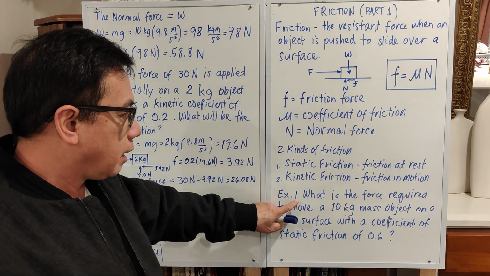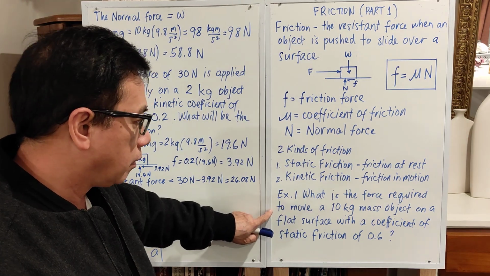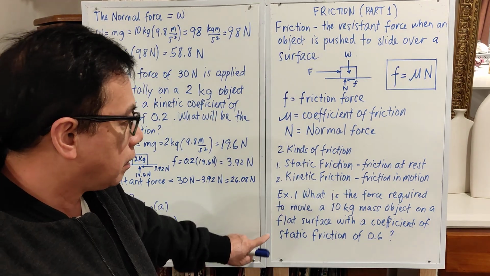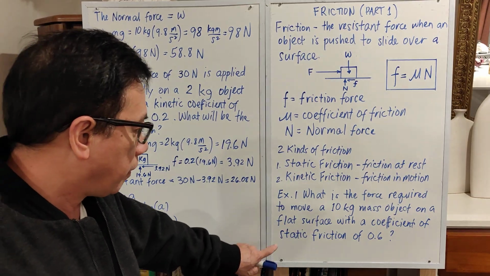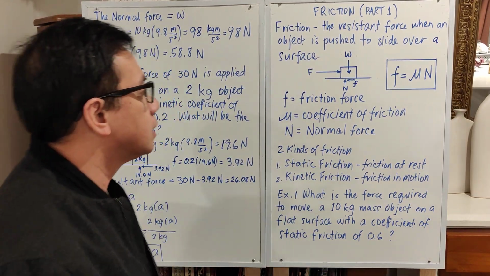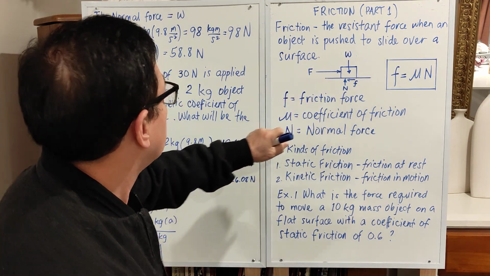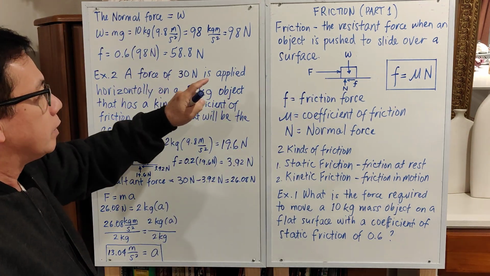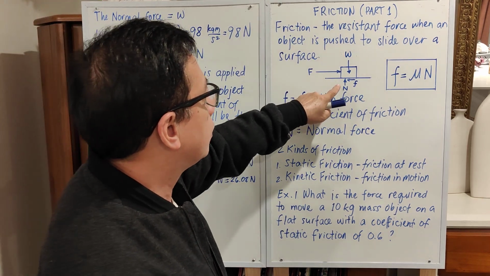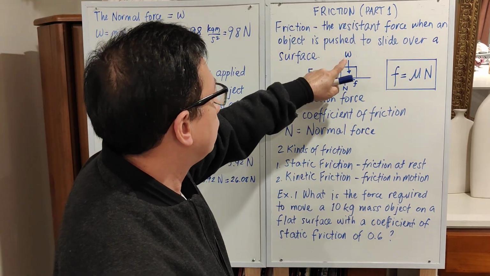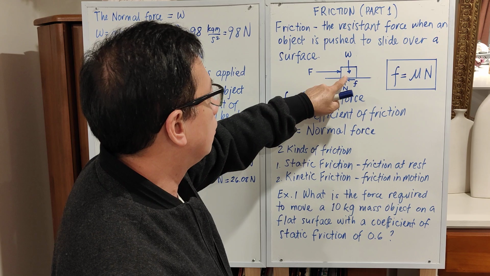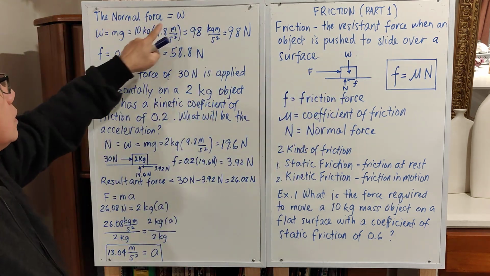Example 1. What is the force required to move a 10 kg mass object on a flat surface with a coefficient of static friction of 0.6? So for example, this is your object, and we need to compute for the normal force. So the normal force will be equal to the weight of the object. So the normal force is equal to the weight.